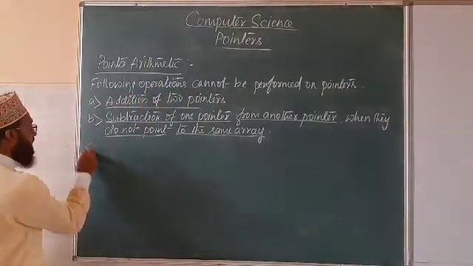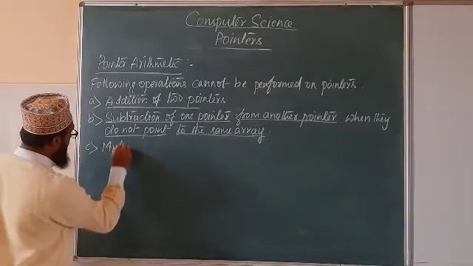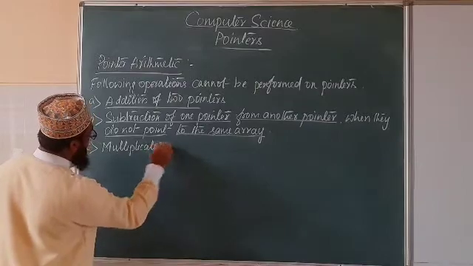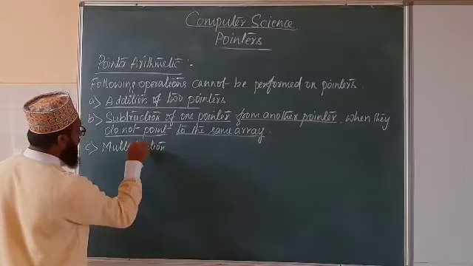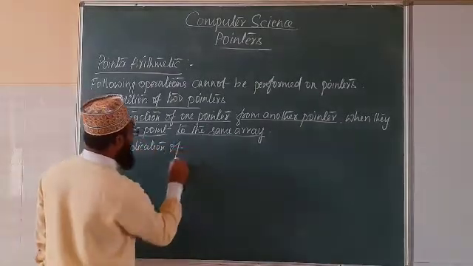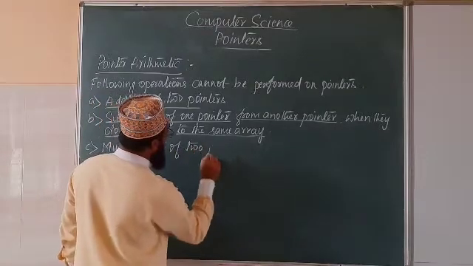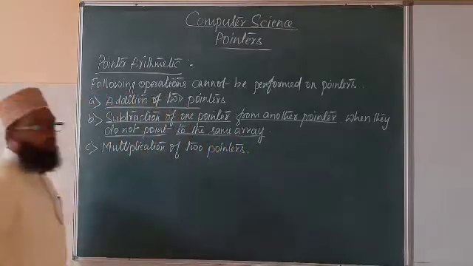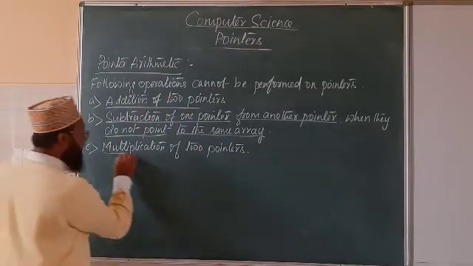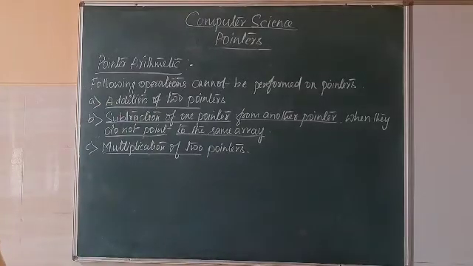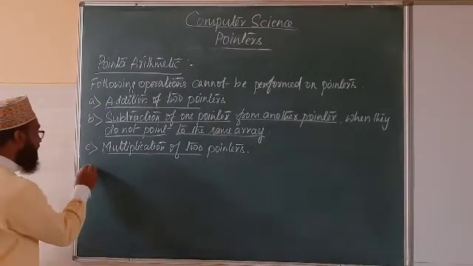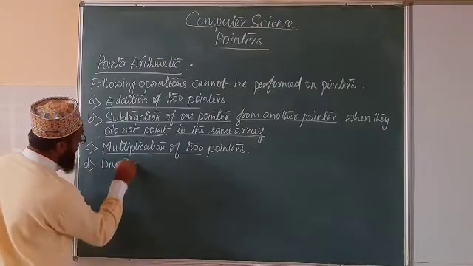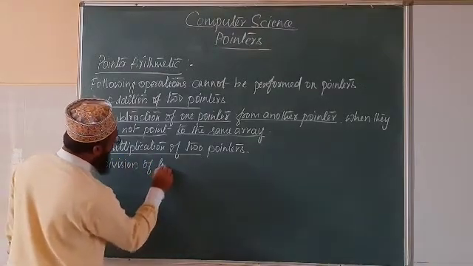And the next thing is multiplication of two pointers. We cannot perform multiplication of two pointers here. Multiplication is not possible. And then the last one is division of two pointers.